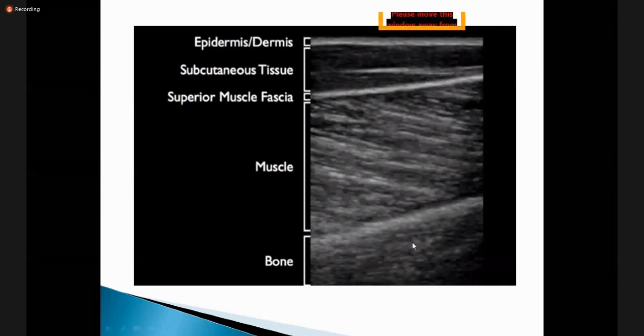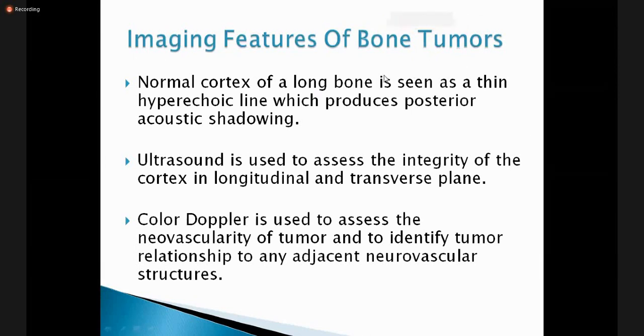This is the normal anatomy on the ultrasound. The first one, the bright line, is the epidermis or dermis, meaning skin. Then there is the subcutaneous tissue, which is somewhat black in color. Then the fascia, which is also a white line. Then these are the muscles. You see the oblique lines going; these are the muscles.